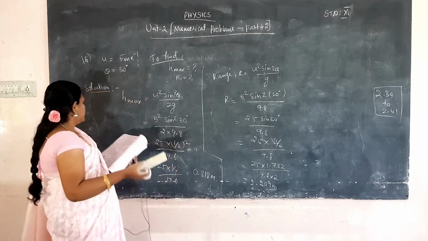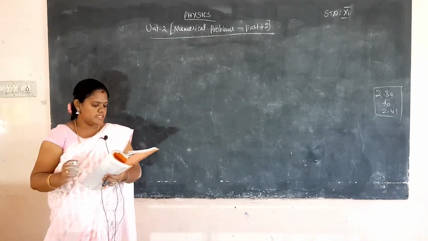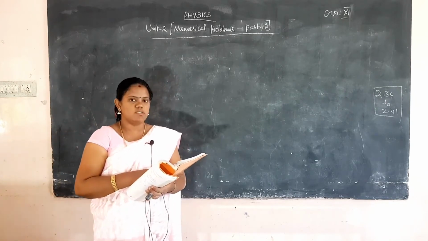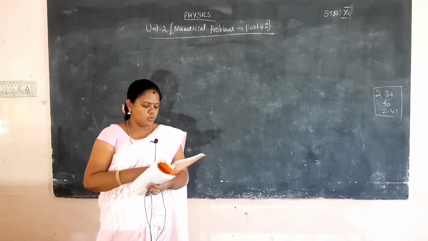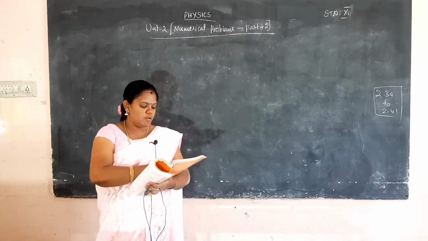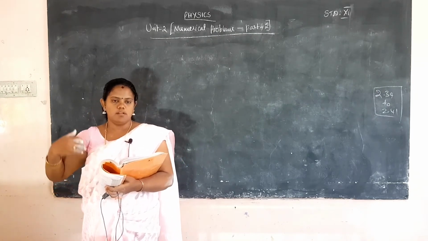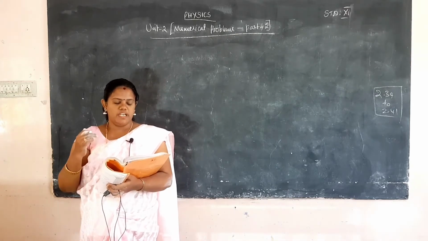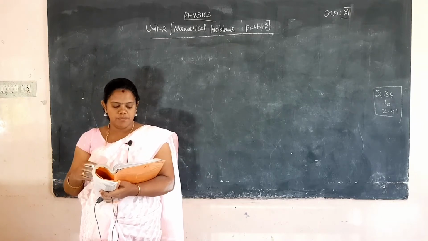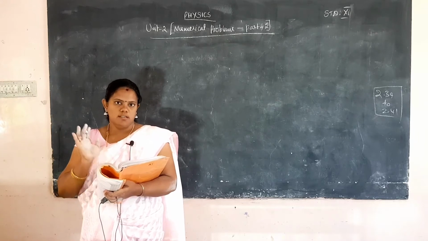17th problem. A football player kicks the ball with speed 20 meter per second at an angle 30 degree with respect to the horizontal direction, as shown in the figure. The goal post is at a distance of 40 meter from him. Find out whether the ball reaches the goal post. The player kicks the ball at 20 meter per second, the angle is 30 degree. Does the ball reach the goal post 40 meter away? That is your question.